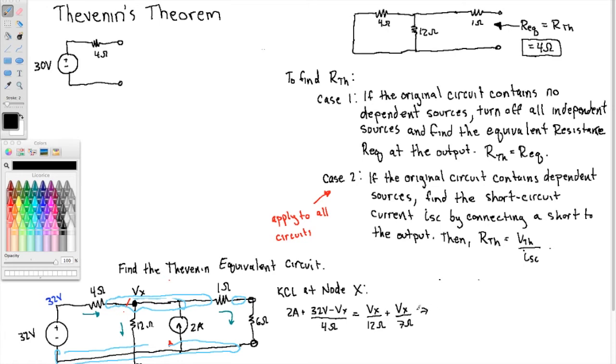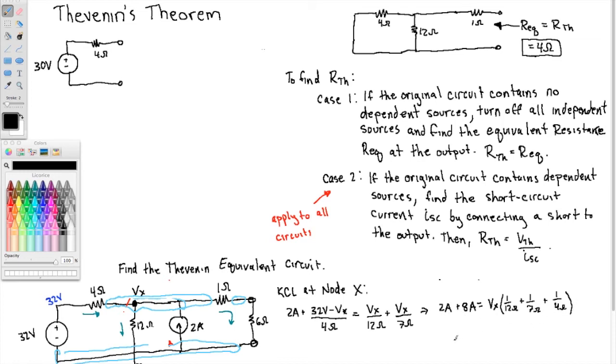Okay, let's combine like terms. If I get the negative 1/4 Vx to the other side, I'm left with 2 amps plus 32 over 4. 32 over 4 is 8 amps equals, and then for Vx I have 1 over 12 ohms plus 1 over 7 ohms plus 1 over 4 ohms.